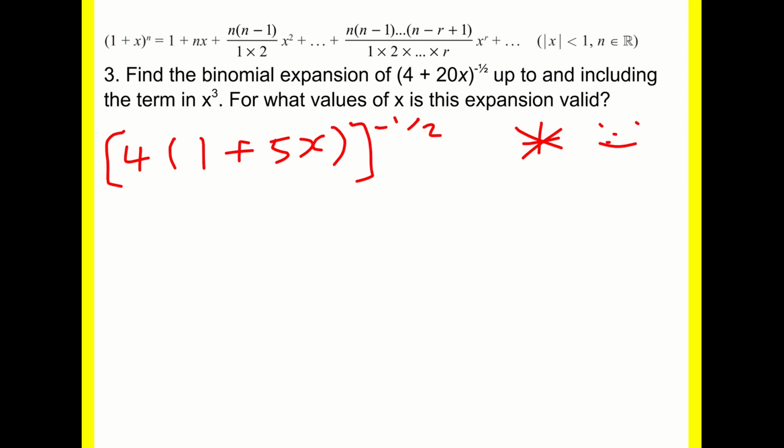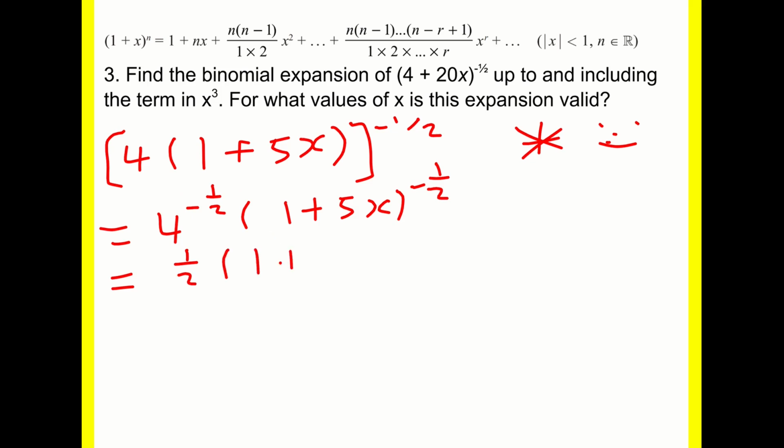I didn't know whether to do a smiley face or what there, but just make a note that is crucial, because now we can deal with it. Because now this becomes 4 to the minus a half, 1 plus 5x to the minus a half. Okay, I've raised both to that power, and 4 to the minus a half is 1 over the square root of 4, so it is a half, 1 plus 5x to the minus a half.